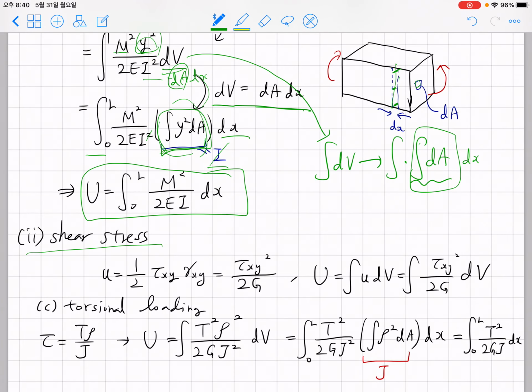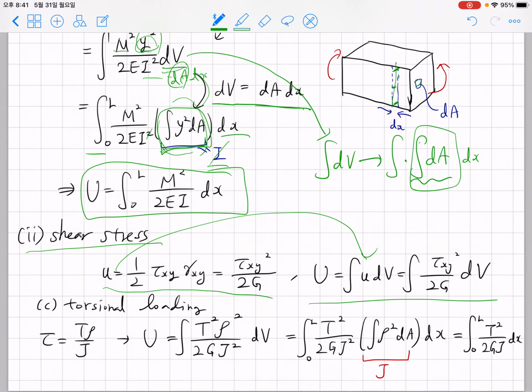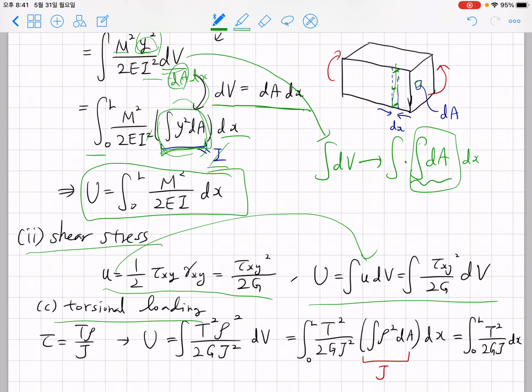Now let's move on to the shear stress case. Similar logic: under pure shear stress, the strain energy density can be written as half tau gamma, or tau squared over 2G. If you plug in this expression here, you end up having U equals the integral of tau squared over 2G dV. Now let's first consider pure torsional loading.